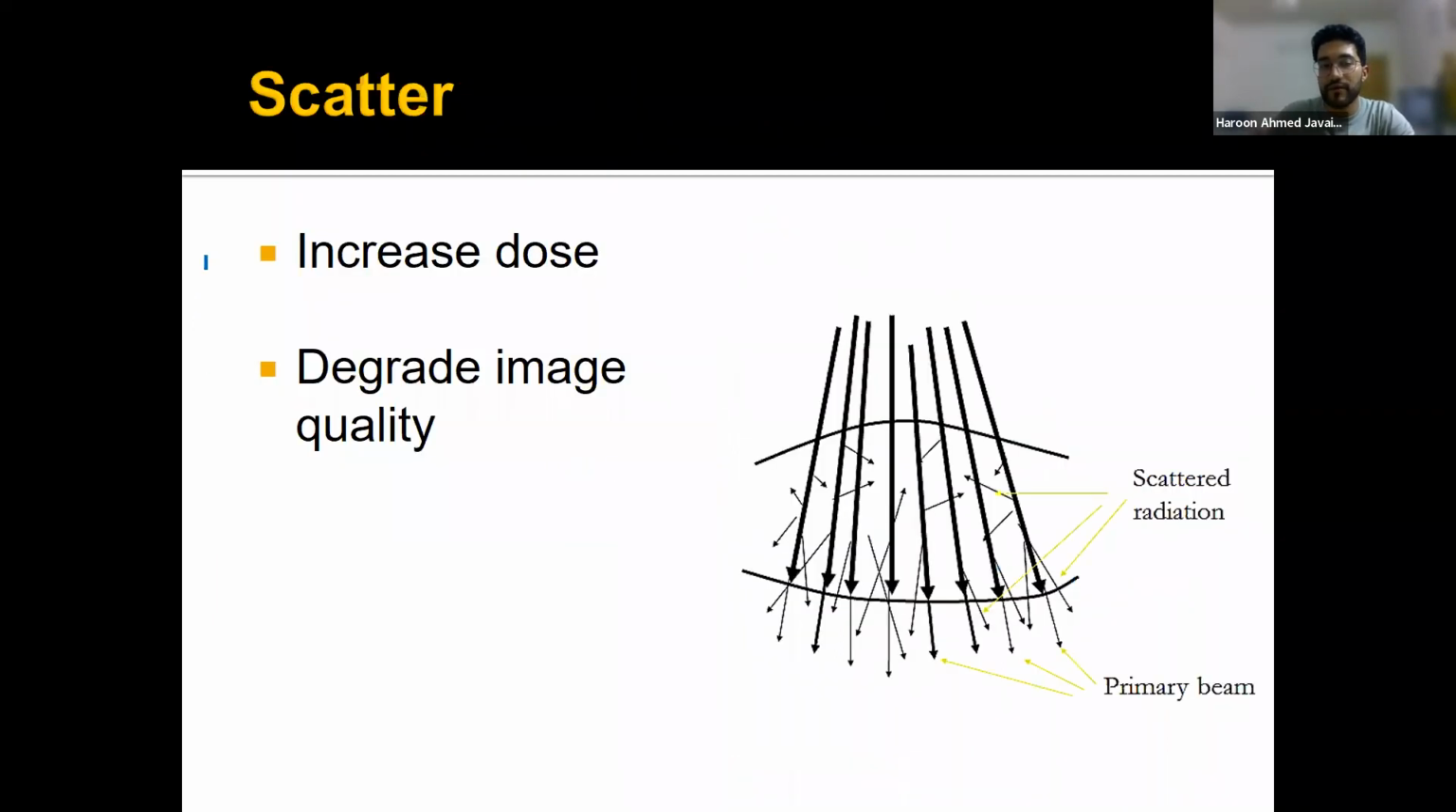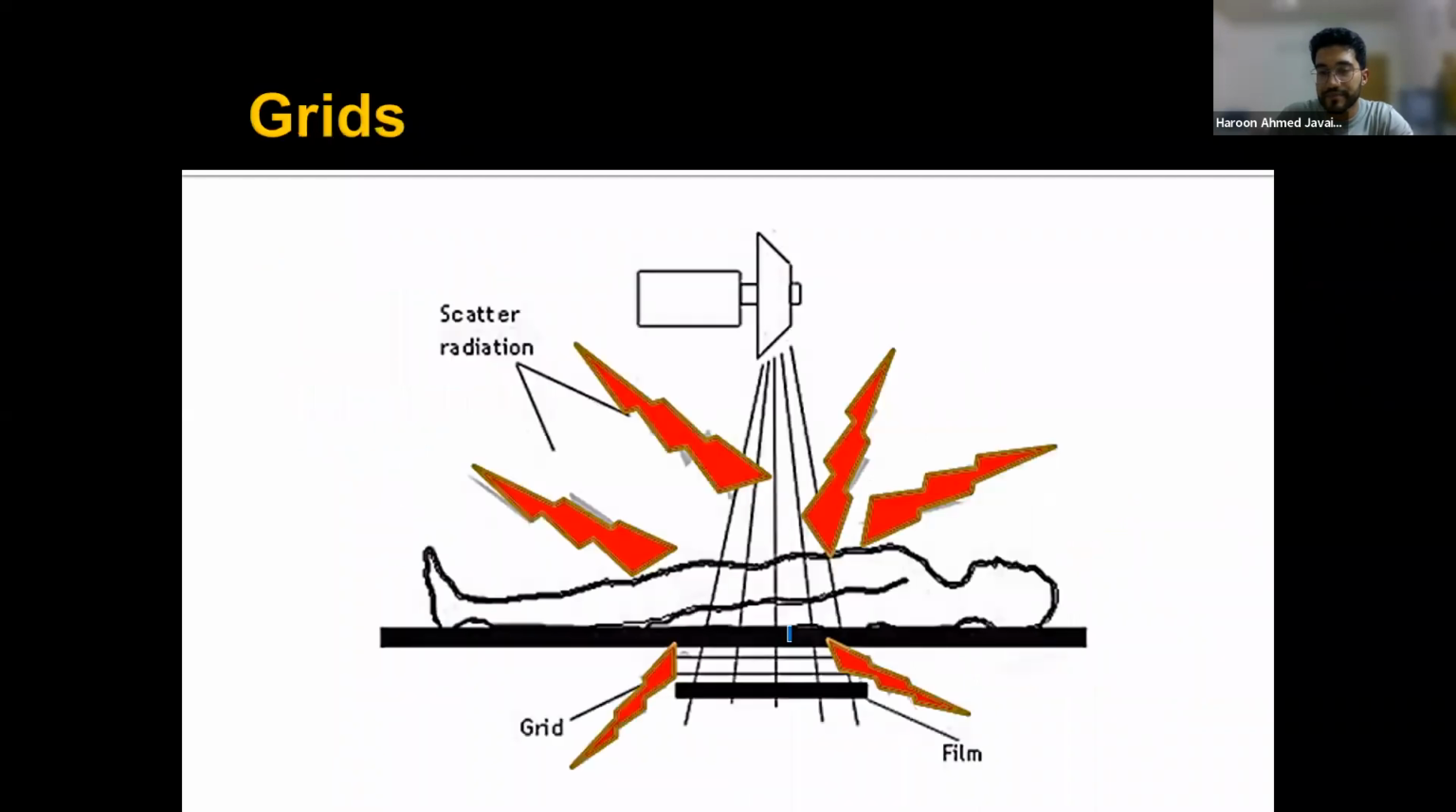Over here, it's telling you if you increase the dose, it's going to increase the scatter. So it's going to increase the Compton effect, and that's going to interfere with the image production because now the X-rays are going in different directions, and it's going to decrease the image quality.